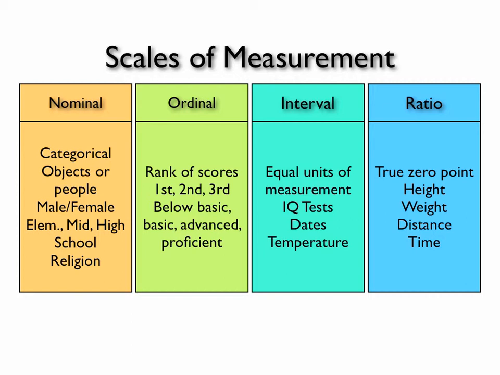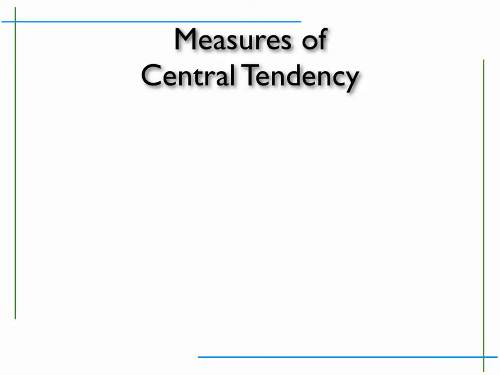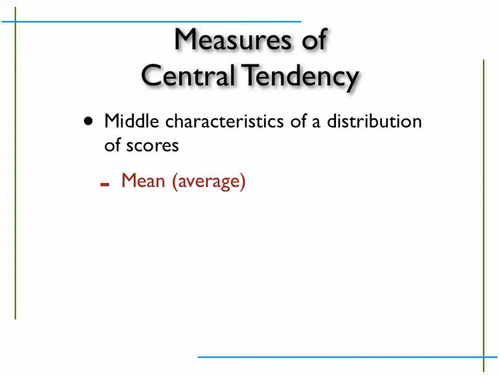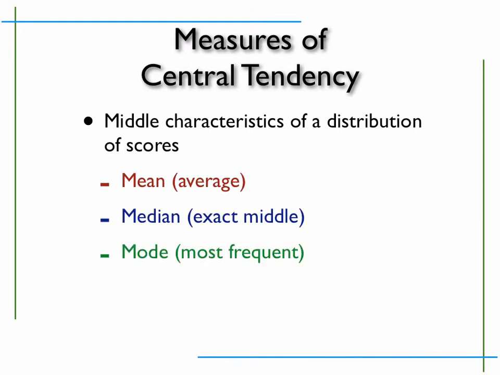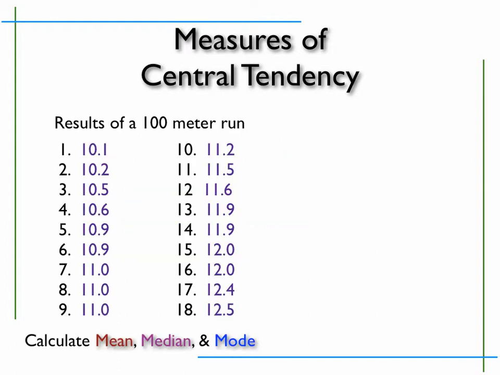So be sure you know these scales and the differences between them, because this is likely to show up again on a test sometime. Now, many of you should be familiar with the measures of central tendency, and these are the basics of all statistical analysis, including the mean, which is the average of a set of scores, the median, which is the exact middle number in a set of scores, and the mode, which is the number that occurs most frequently. And if we were to look at the results of a 100-meter run test of about 18 students, we can begin to analyze the results by calculating the mean, median, and mode, the measures of central tendency. And they're called this because they represent the central area of the set of scores and data.